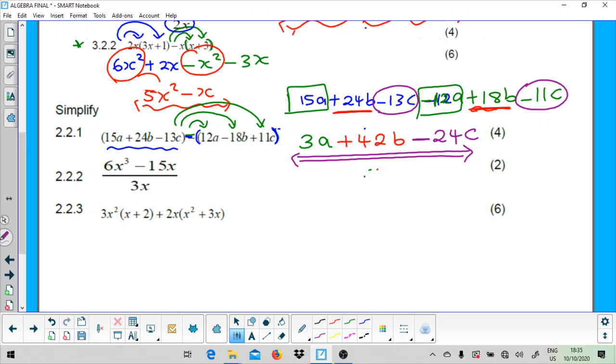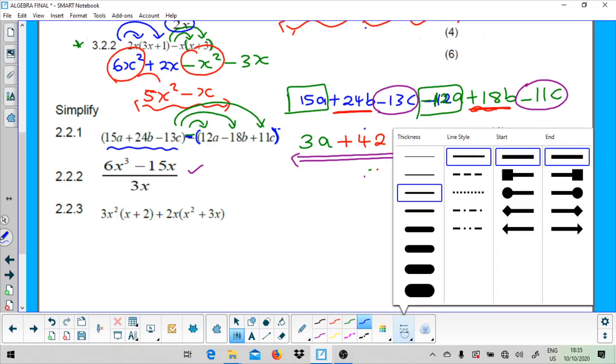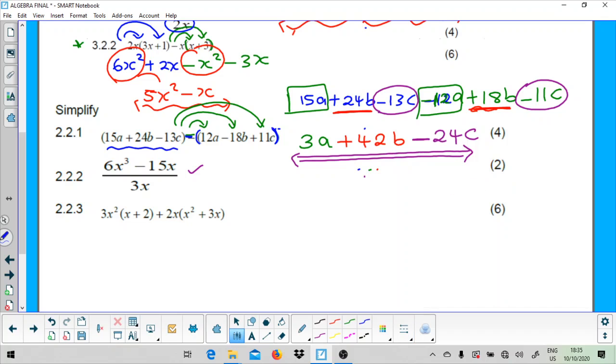So what did you do with this fraction here? Well, I believe you went and you did something of this sort. So let's go and do number 2.2.2 on the space that is here. So I'm sure you went and this one, we do it here. You split the fraction, didn't you? And then you did minus 15x, and then it's over 3x like this.